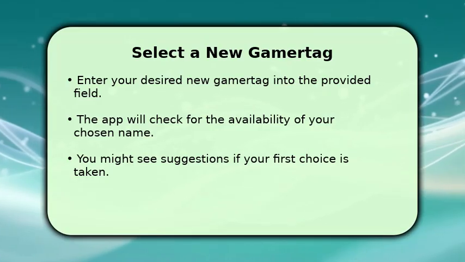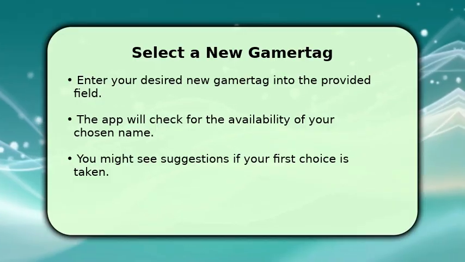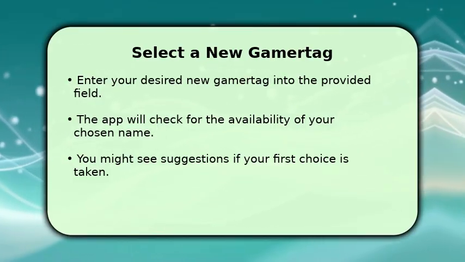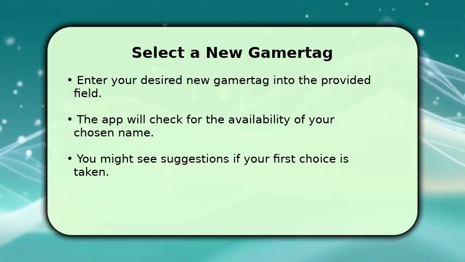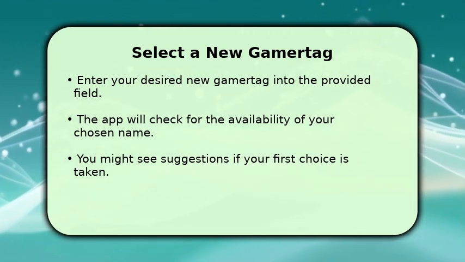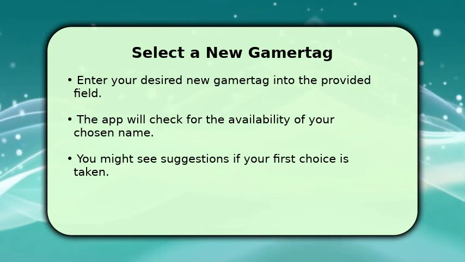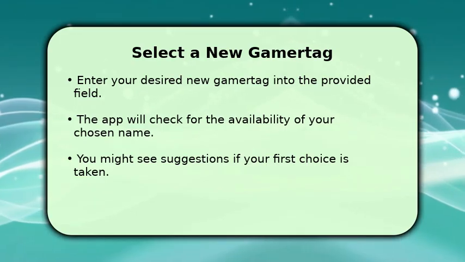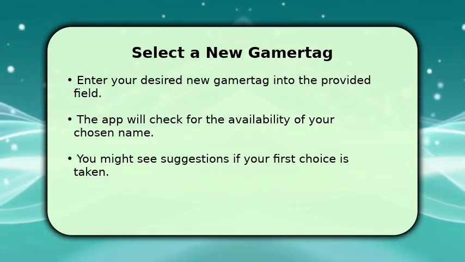Here's the exciting part: choosing your new gamertag. In the designated field, type in the name you'd like to use. The Xbox app will automatically check if that gamertag is available. If your first choice is already taken, don't worry. The app often provides several alternative suggestions for you to consider. Take your time to pick something you truly like, as this will be your new identity.